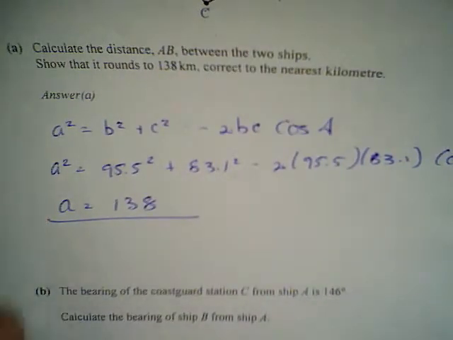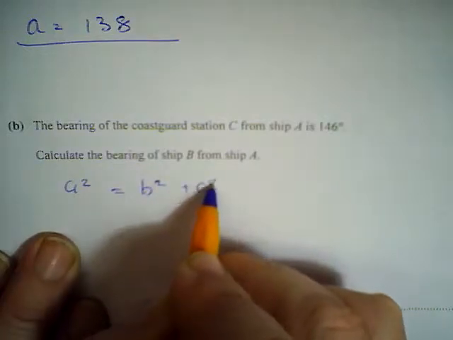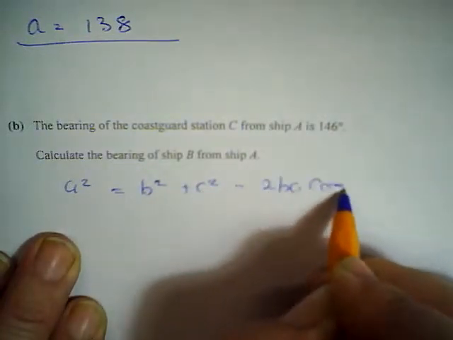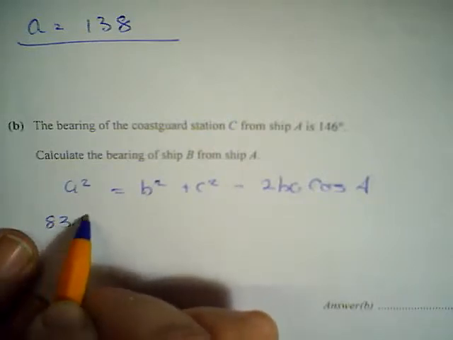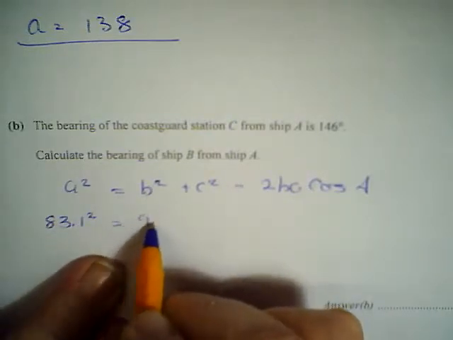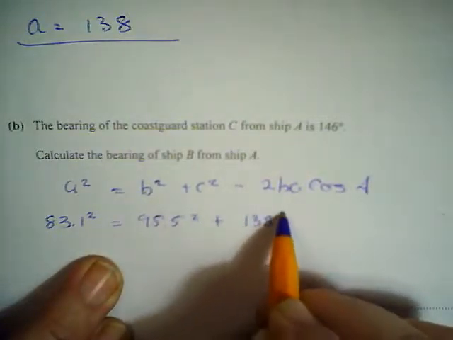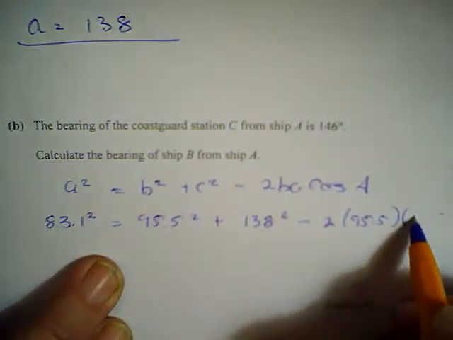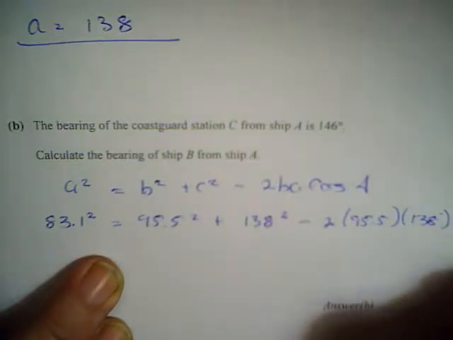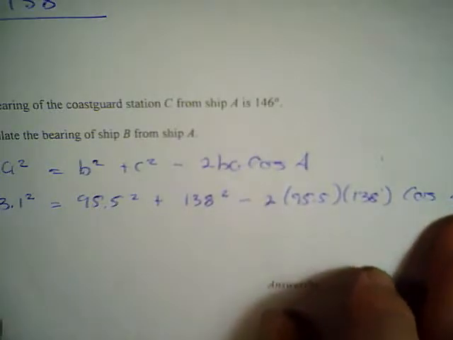Good. So I can use the cosine rule again. a squared equals b squared plus c squared minus 2bc cos A. So a squared, 83.1 squared, equals b, 95.5 squared, plus c, 138 squared, minus 2 times 95.5 times 138 cosine A, and the A is what I want to find. I don't have that cosine A.